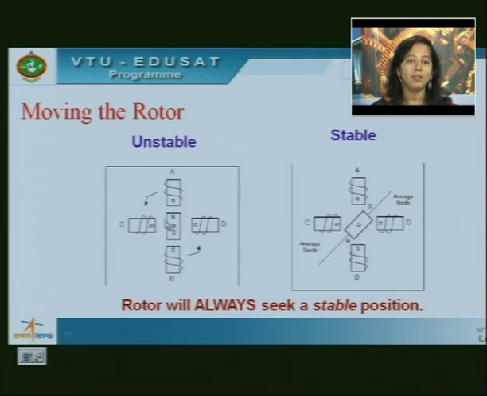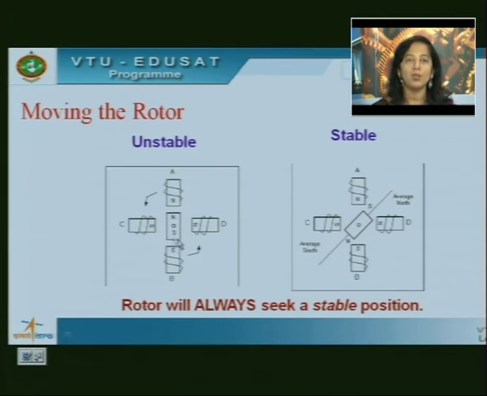Initially I will call this the unstable condition for the rotor. Because of the coils used with the stator, you can see how these electromagnetic poles are created. A has the north pole, D also has the north pole, whereas C and B are having the south pole. So, how is the magnetism created? A and D north, B and C south.